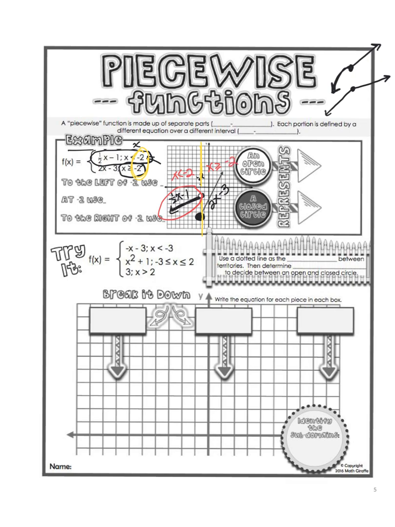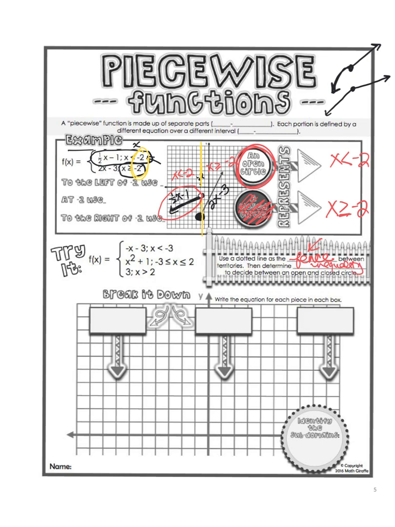Just keep in mind, an open circle represents when we have something less than a number. That's when we use this open circle idea. And a closed circle, when it's all filled in, is for something with a line underneath it, greater than or equal to, for example. So use a dotted line. I'm reading this as the fence between territories, then determine whether to use an open or closed circle. So you look at the inequality.